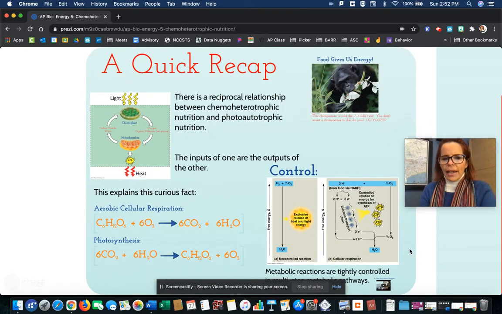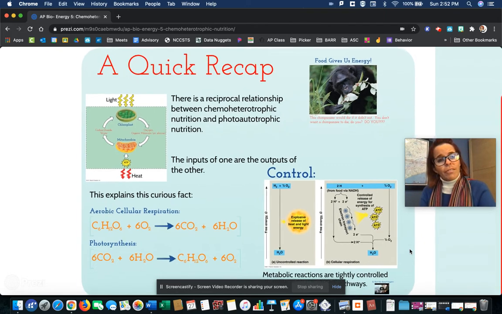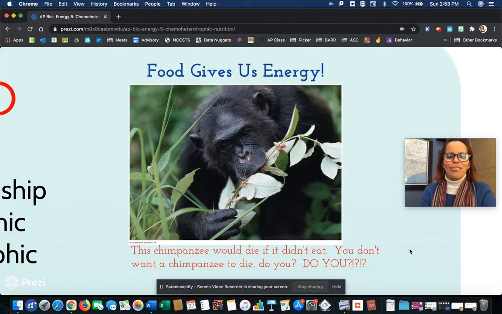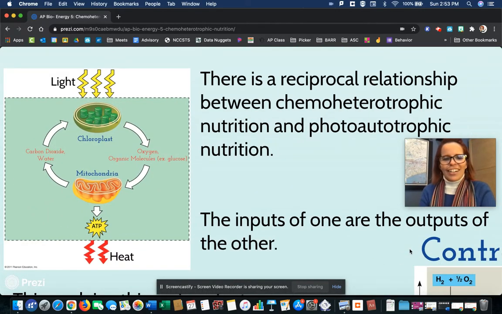A quick recap. First of all, there's a reciprocal relationship between chemoheterotrophic nutrition and photoautotrophic nutrition. The inputs of one are the outputs of the other. Food is what gives us our energy, and this chimpanzee would die if it didn't eat, so we don't want that. Very silly author. Okay, so take a look at the two diagrams.